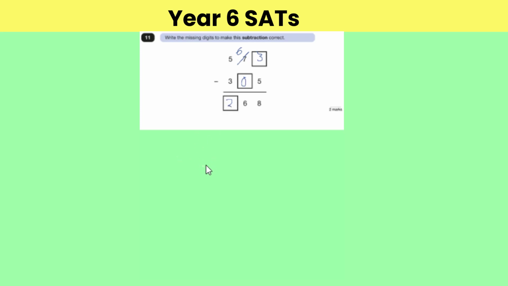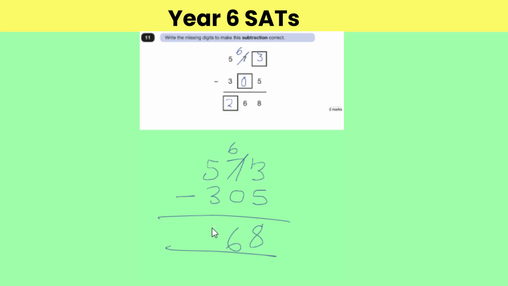And then if you want to, just double check it. 573 take away 305. 3 take away 5 we can't do. 13 take away 5 is 8. 6 take away nothing is 6. And 5 take away 3 is 2. And then you can see that it is correct. So this bit's the trickiest bit. It is about working backwards and just applying everything you know about subtraction.